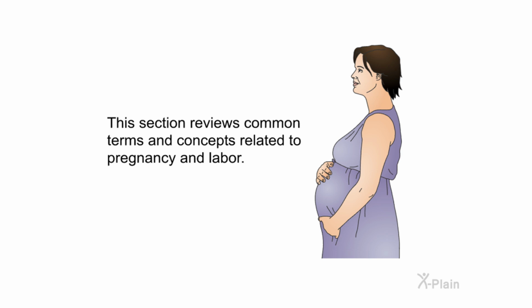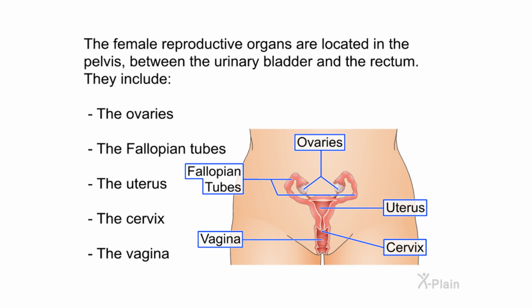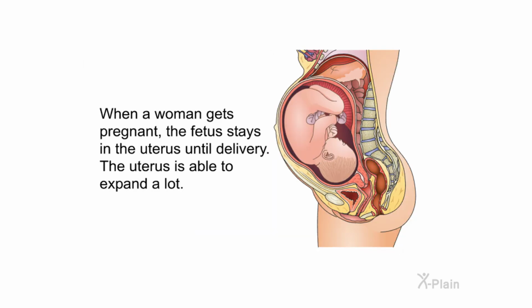Pregnancy. This section reviews common terms and concepts related to pregnancy and labor. The female reproductive organs are located in the pelvis, between the urinary bladder and the rectum. They include the ovaries, the fallopian tubes, the uterus, the cervix, the vagina. When a woman gets pregnant, the fetus stays in the uterus until delivery. The uterus is able to expand a lot.